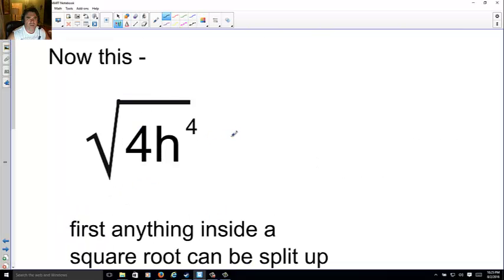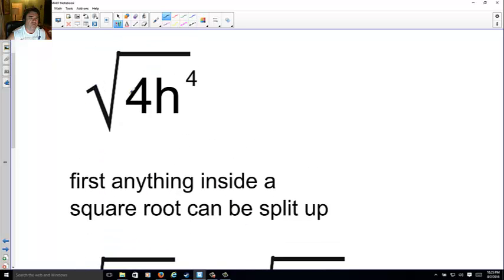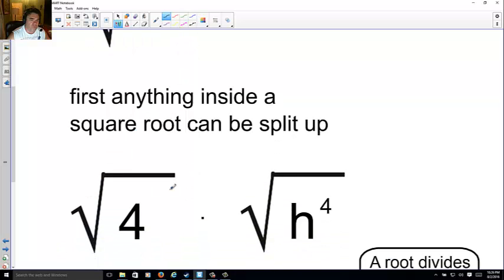Now this, you're going to do one thing at a time. First, anything inside a square root can be split up. In other words, the square root of 4h to the 4th could just be the square root of 4, and the square root of h to the 4th.